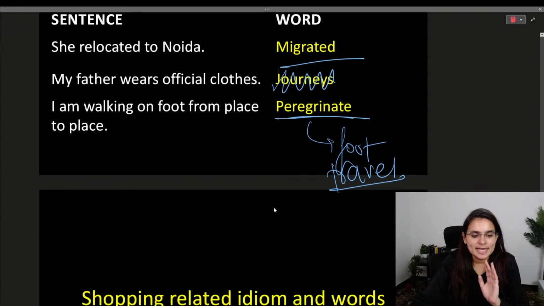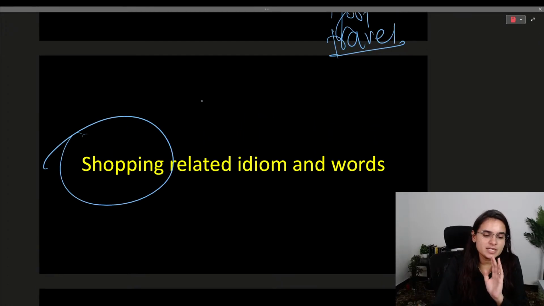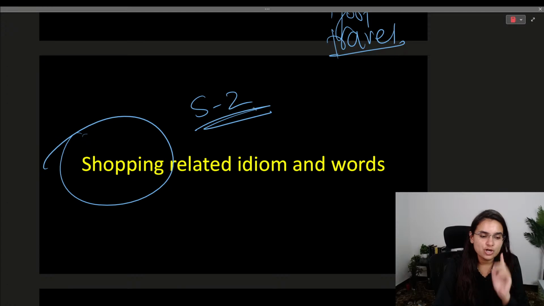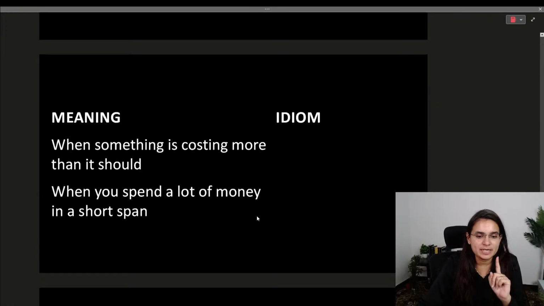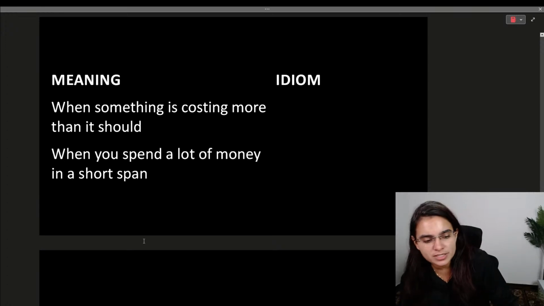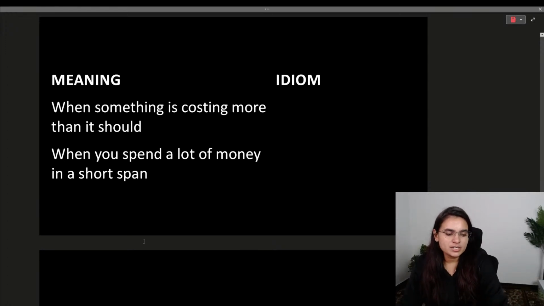All right. Next question is shopping related idiom, and this was discussed in session number 2. Session number 2, PDF is also added there, class 2 PDF vocab. We have added that. Quick question, name the following idiom. When something is costing you more than it should.